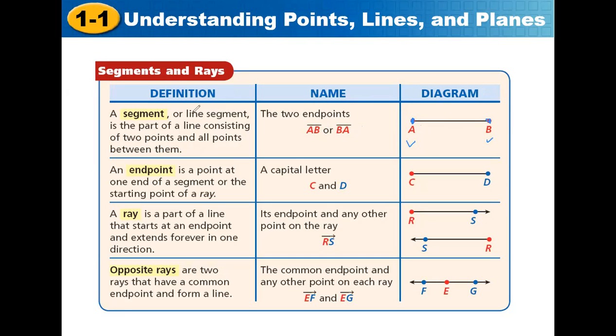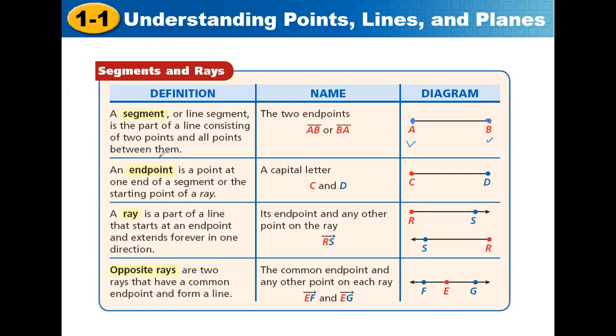We can write the line segment in 2 different ways, and both of them have the same meaning. AB line segment or BA line segment. So whether you read the line AB or BA, both are correct.